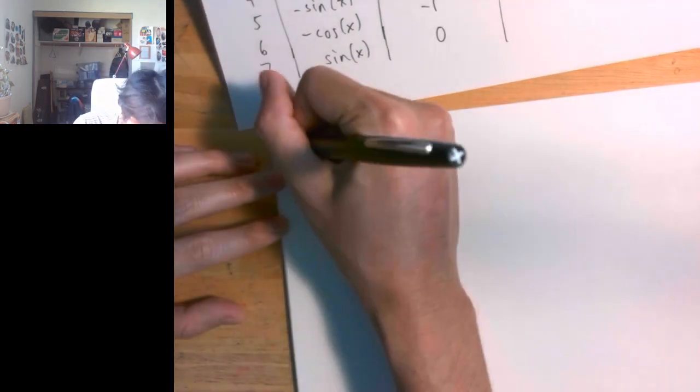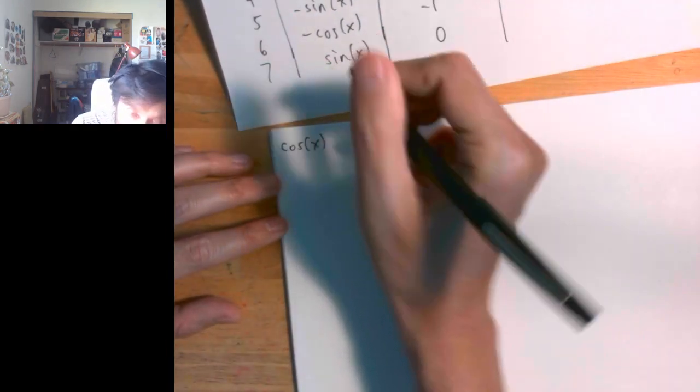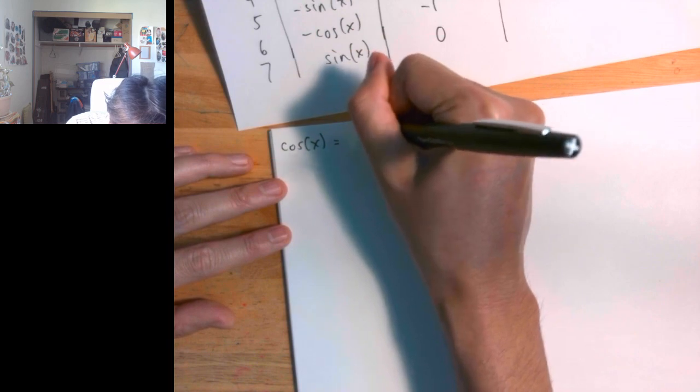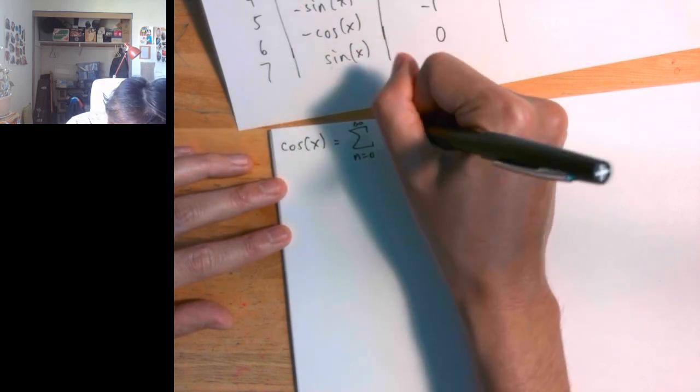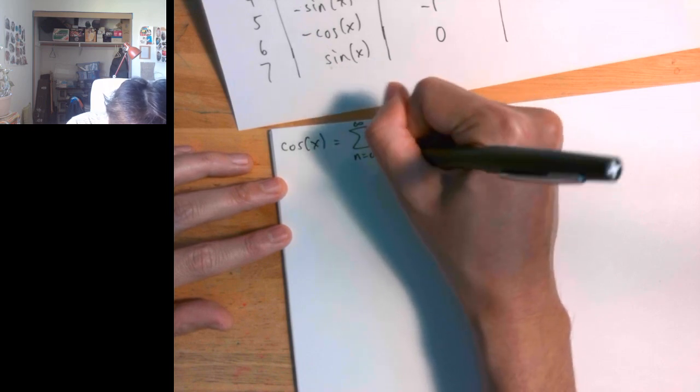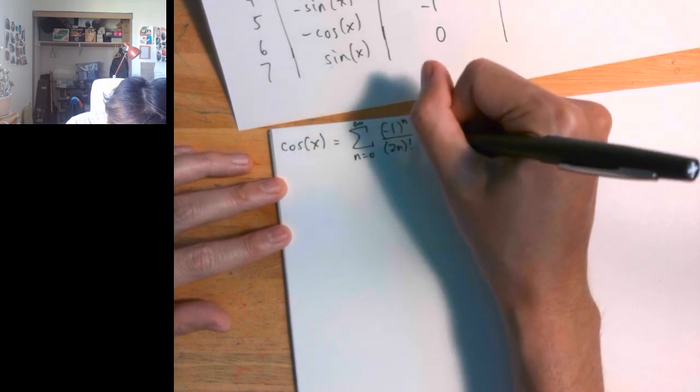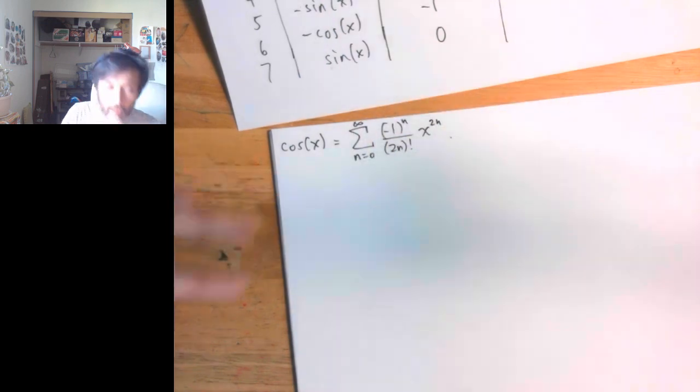So what we know is that cosine of x, this is what we learned just now, is equal to the sum from n equals 0 to infinity of negative 1 to the nth power divided by 2n factorial times x to the 2n power. Yeah?